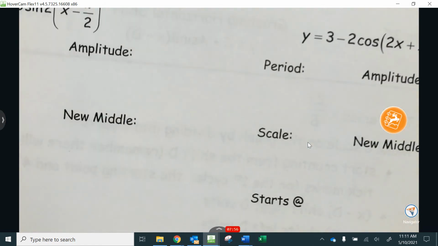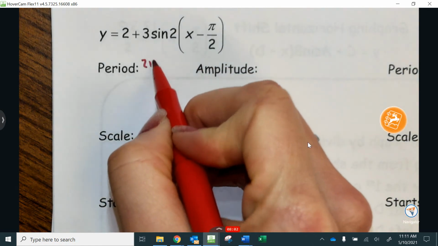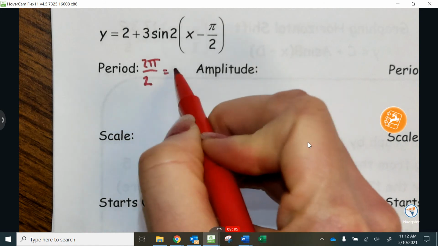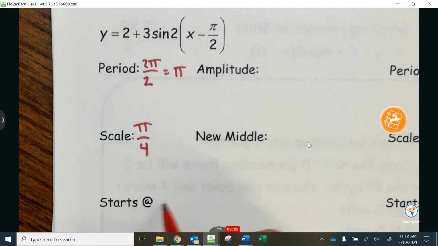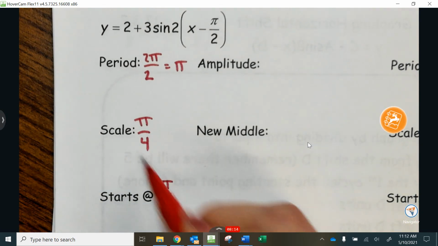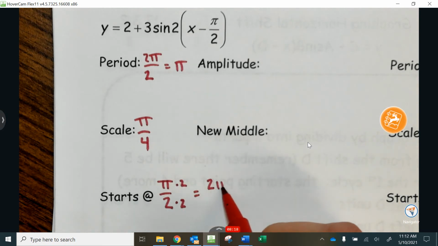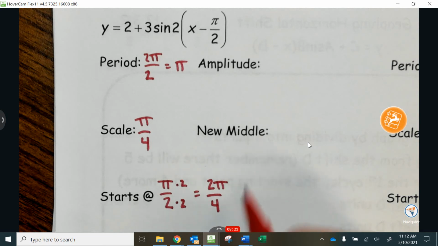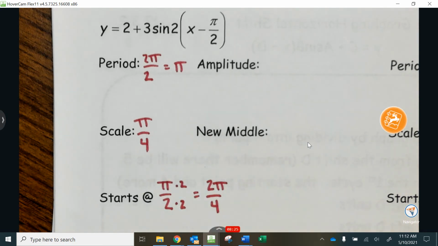All right, let's do a couple more, because these are really complicated, so I want to make sure we get enough practice in. So period 2 pi over 2, so that's pi, so my scale is pi over 4. I start at pi over 2. So in order to get them the same, I need to multiply by 2 to get 2 pi over 4. So that's where I start, and then you count pi over 4 after that.